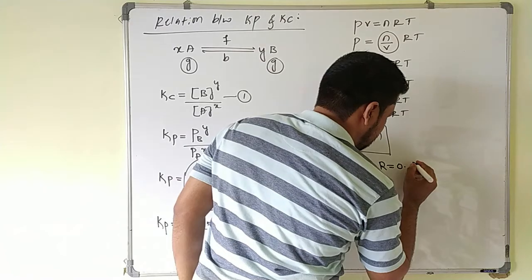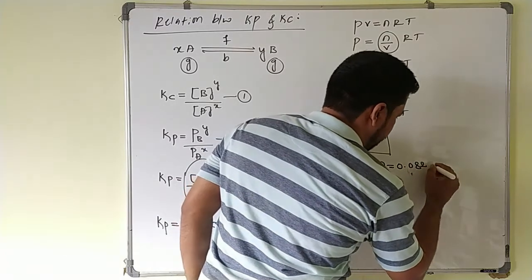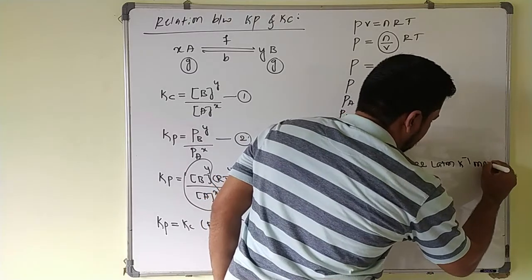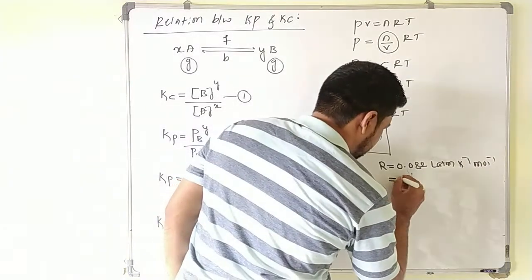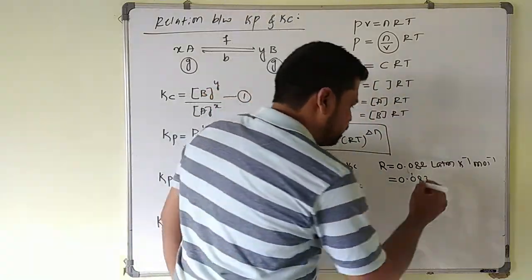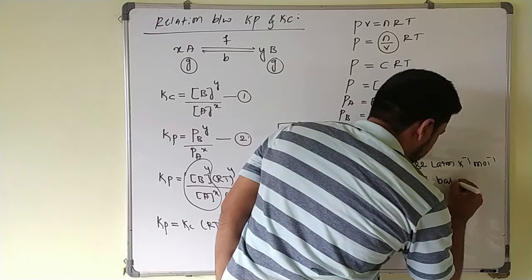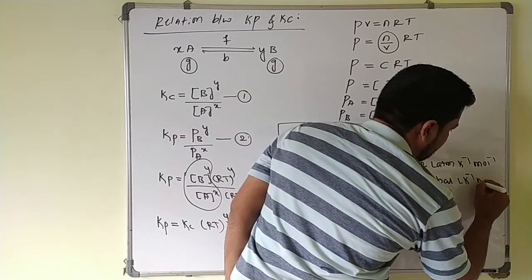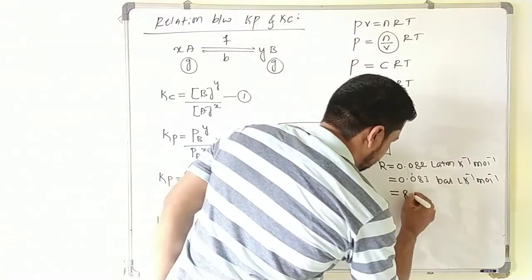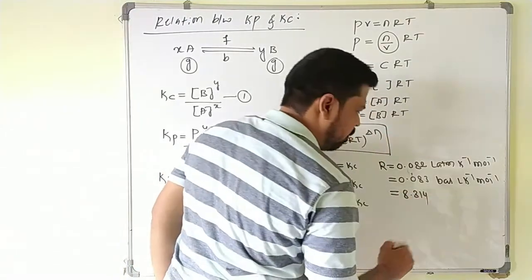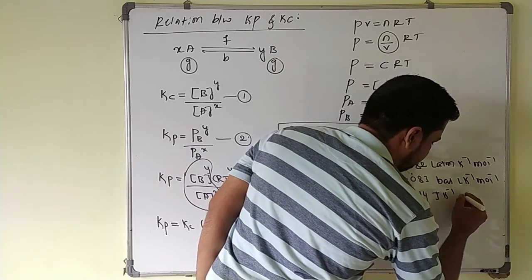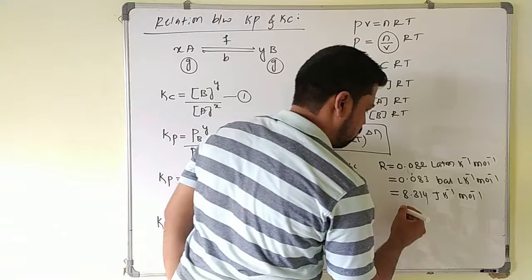This will be 0.82 liter atmosphere per Kelvin per mole. If you take pressure as bar, it is 0.083 bar liter per Kelvin per mole, or else you can write it in terms of energy as 8.314 joule per Kelvin per mole.